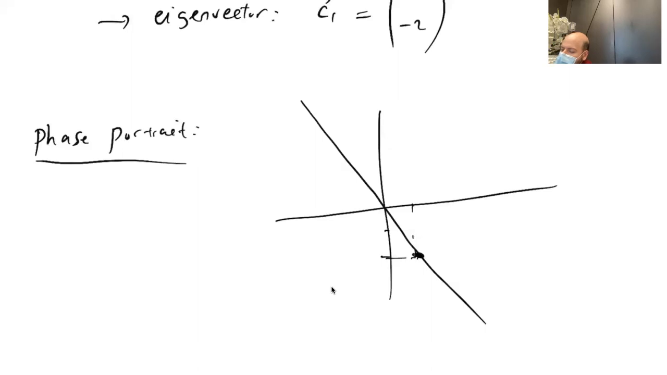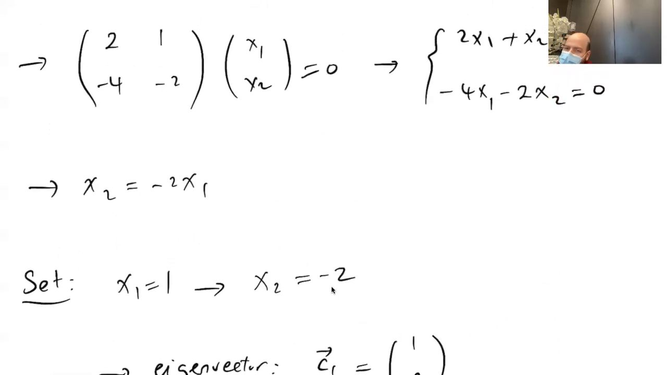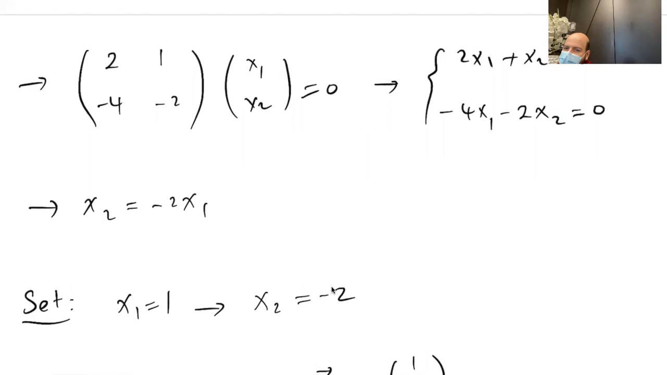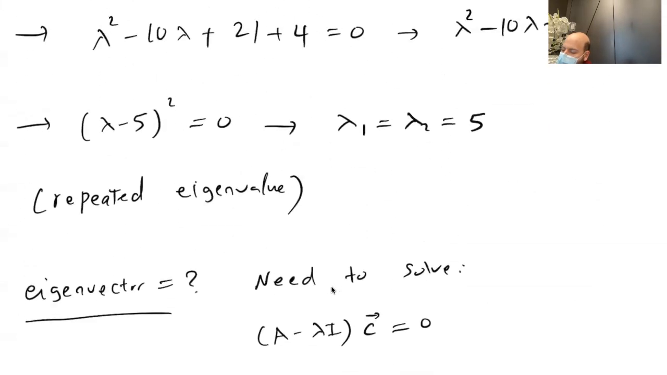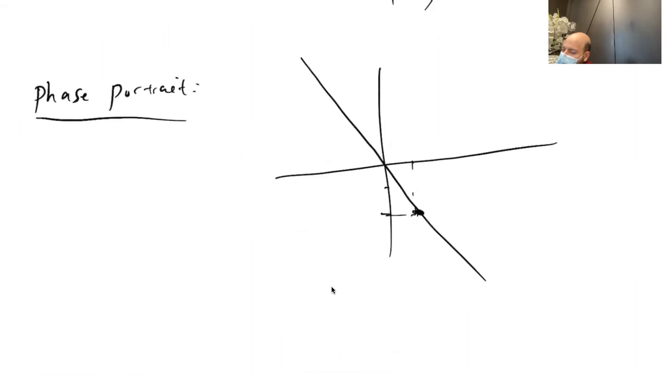And then, do we go towards the origin or do we get farther and farther from the origin? Well, here lambda was positive, was 5, which is positive. So lambda equals 5 is positive, so that means we get farther and farther from the origin.